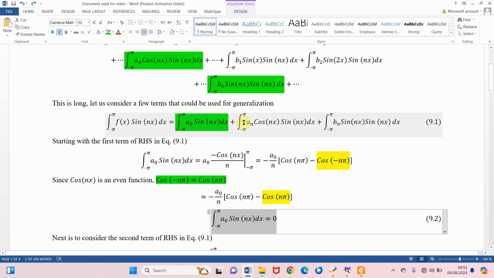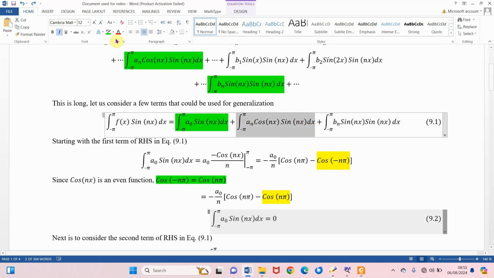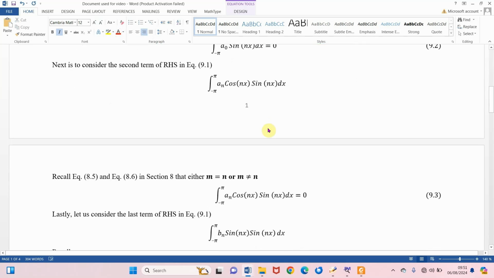What is the next one? This is the next one. Let me highlight it in yellow. This is the next expression we want to evaluate now. We have it on the screen now.